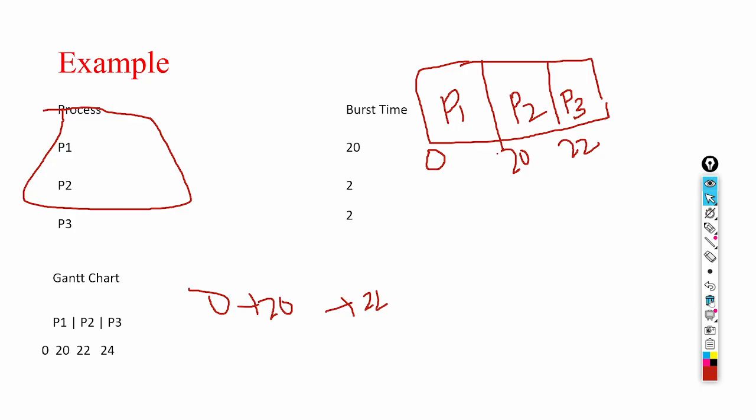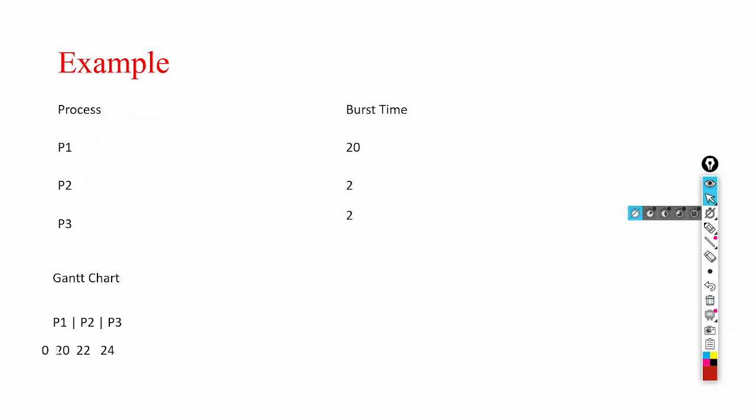For processes P1, P2 and P3, the P1 waiting time is 0 and its burst time is 20. So P2 completes at 20 plus 2, 22, and P3 completes at 22 plus 2, that is 24.